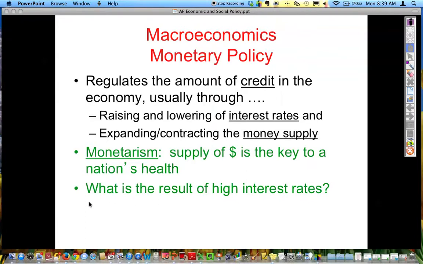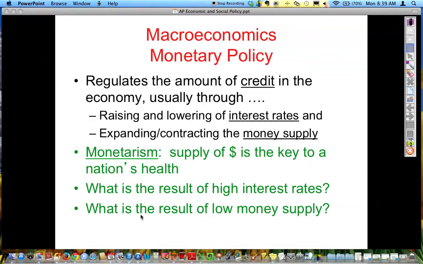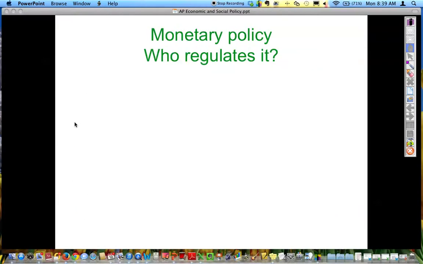So what is the result of high interest rates? What is the result of low money supply? When you have low money supply, it's harder to borrow money. When you have high interest rates, it's harder to borrow money because nobody wants to do that. So both are ways of the government to control if the economy is overheated or if they need to stimulate the economy. And that would be the term stimulus, if the government tries to pump money into the economy through jobs programs, etc. Again, monetary policy focuses on the amount of money in and out of the economy.